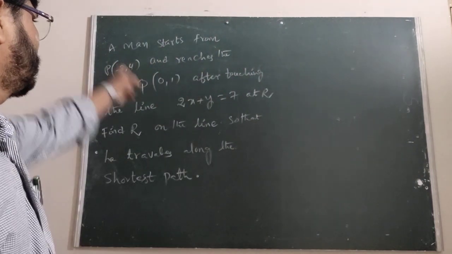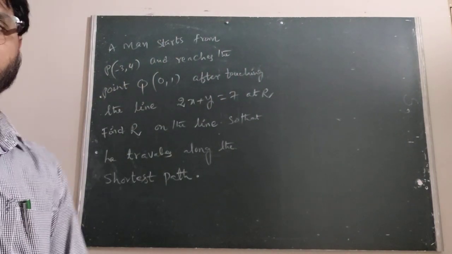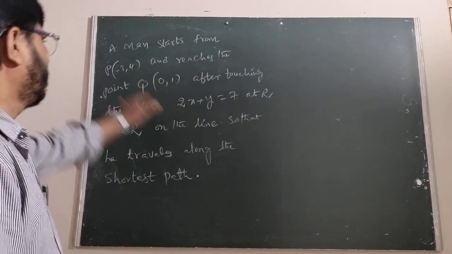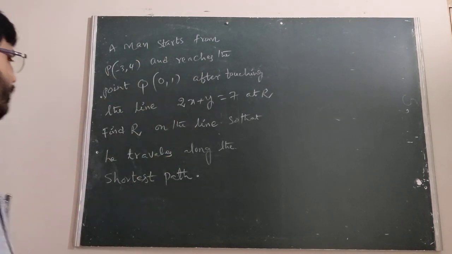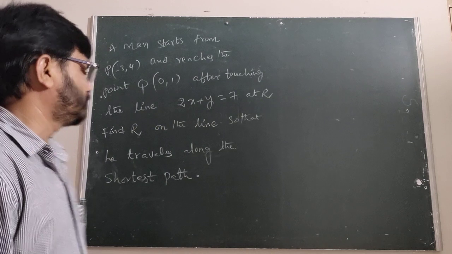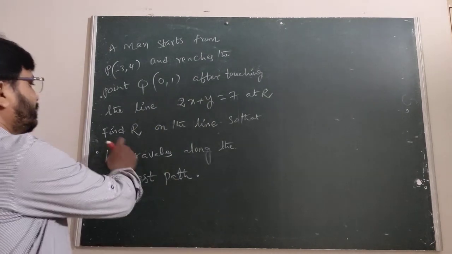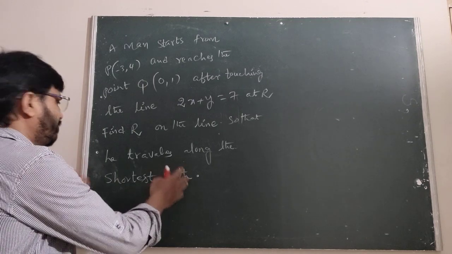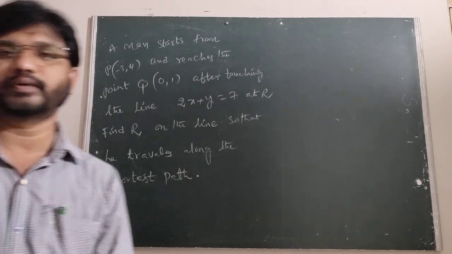Now we are going to the first model. A man starts from minus 3 comma 4 and reaches the point Q (0, 1) after touching the line 2x plus y equal to 7 at R. Find R on the line so that he travels along the shortest path.